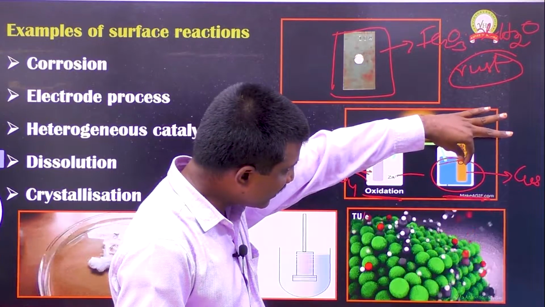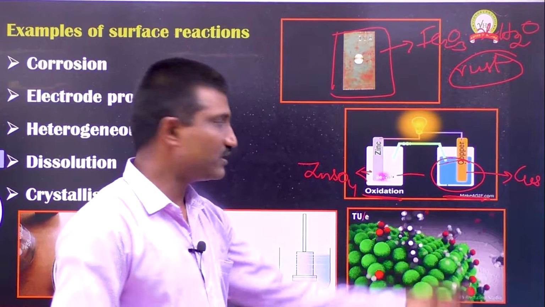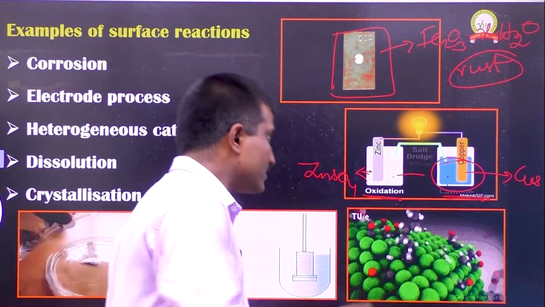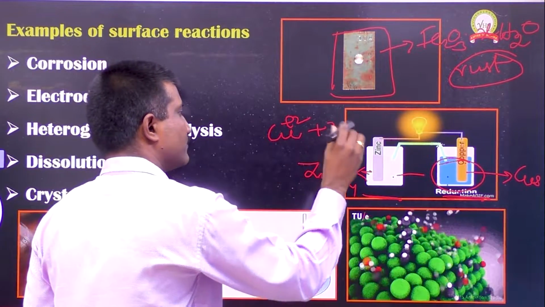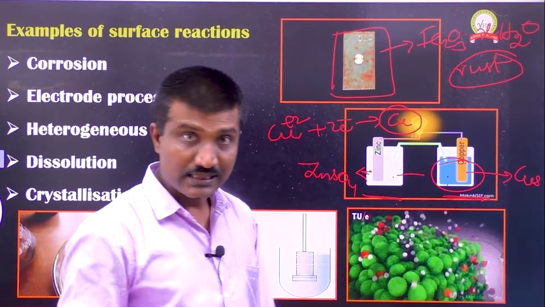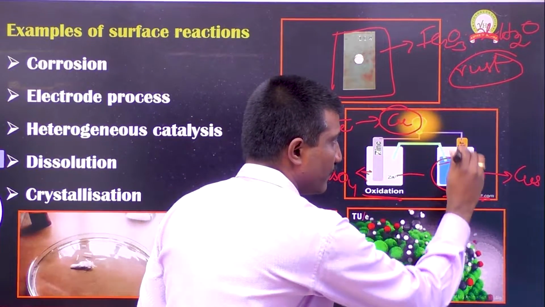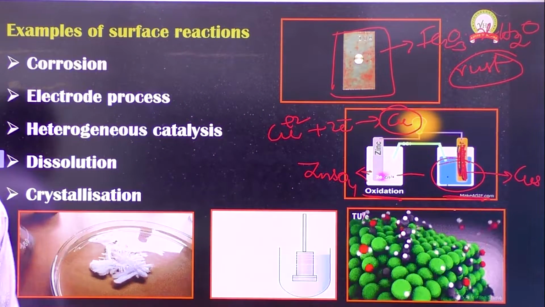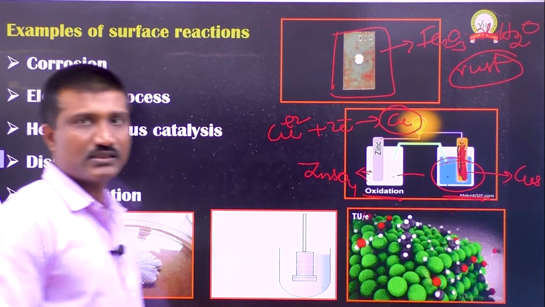Those two electrons which are now entering into the copper rod are accepted by the Cu2+ ions present in this copper sulfate solution. So when the Cu2+ ion, which is responsible for the blue color, accepts two electrons, it converts to copper metal. That formed copper metal is depositing on this copper electrode. That process we are calling the electrode process.